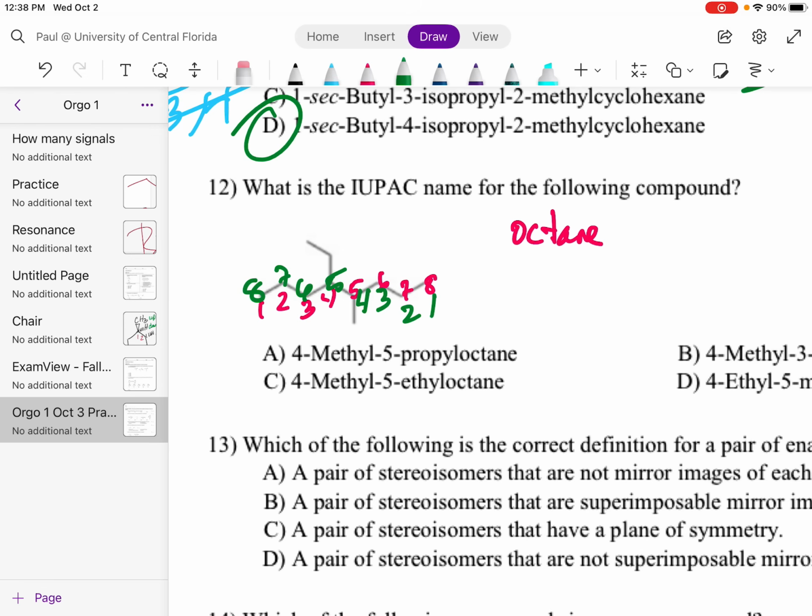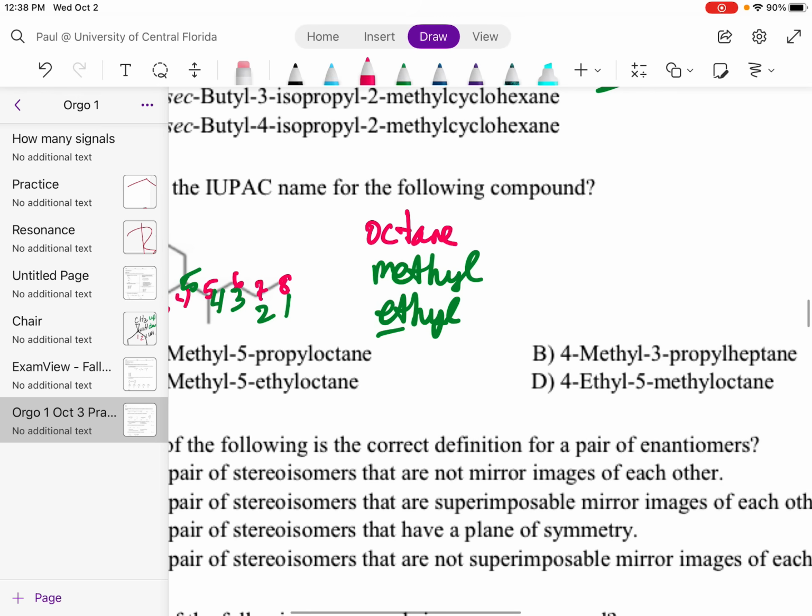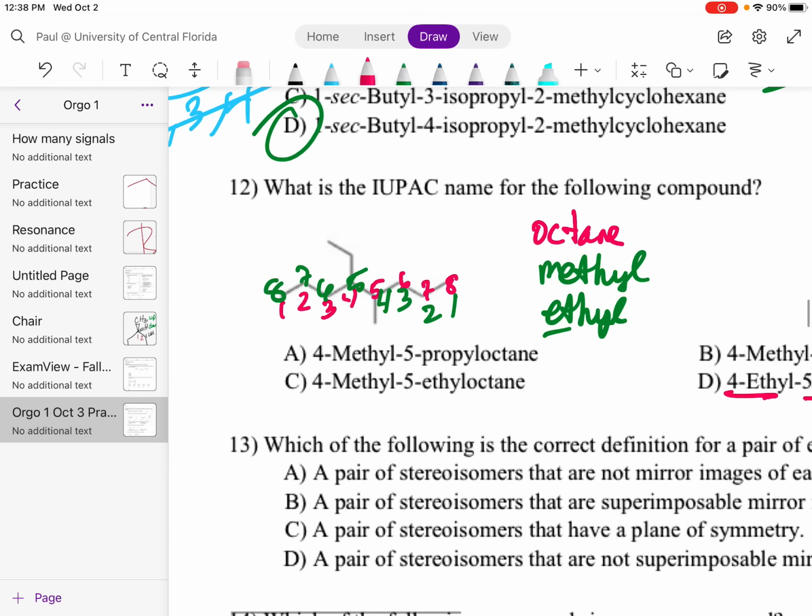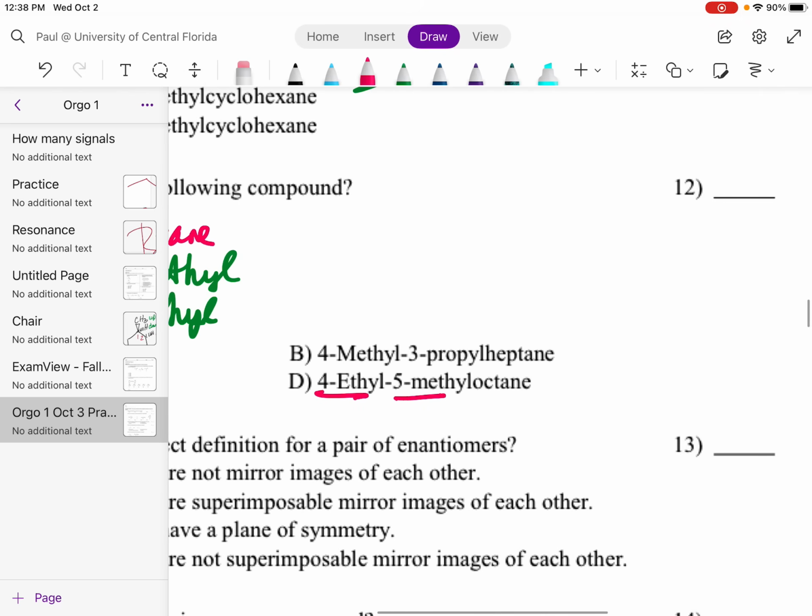How do we break the tie when we get into this situation? Well, the substituents would help us break the tie. So we have a methyl substituent and an ethyl substituent. And E comes before M. So we're going to break the tie by giving the ethyl the lowest locant number. And so that would be numbering in the red numbers. So that would have to be a 4-ethyl. 4-ethyl, 5-methyl octane. And so the correct answer is D.